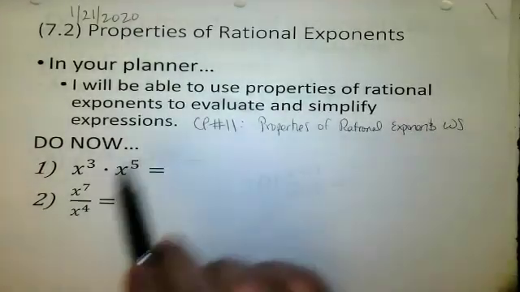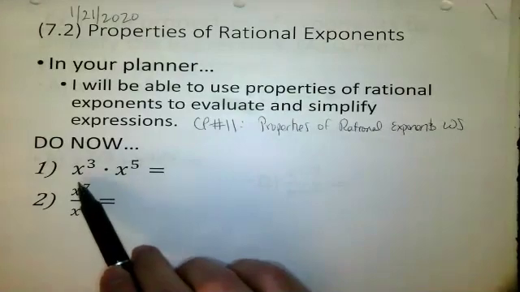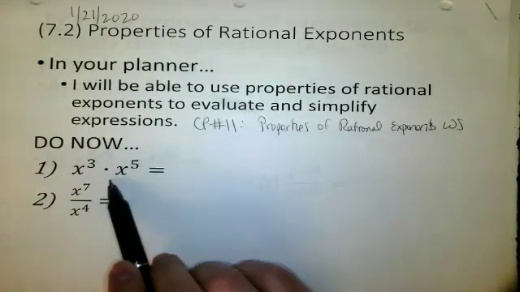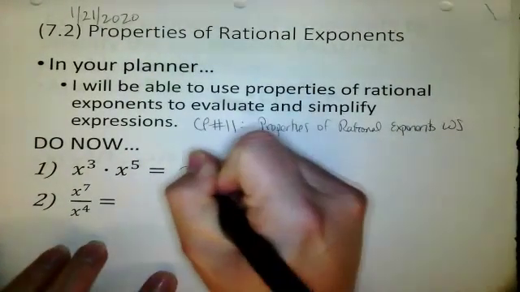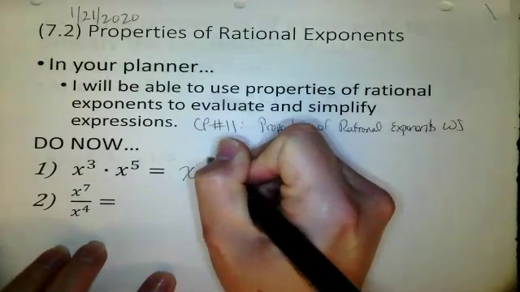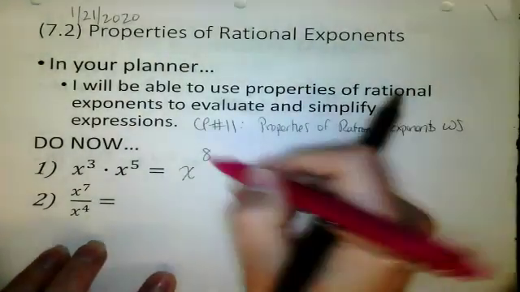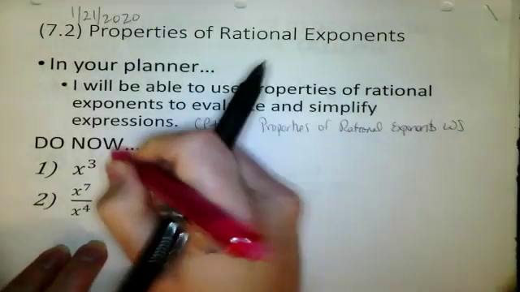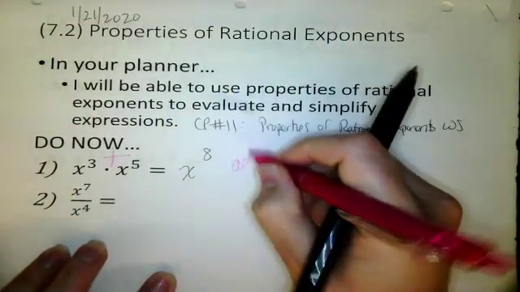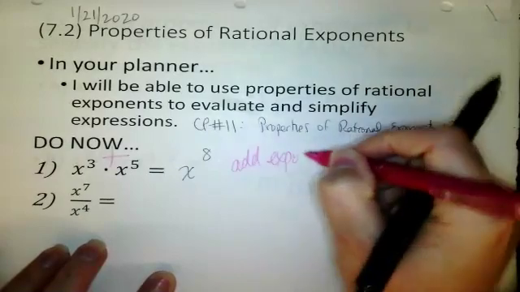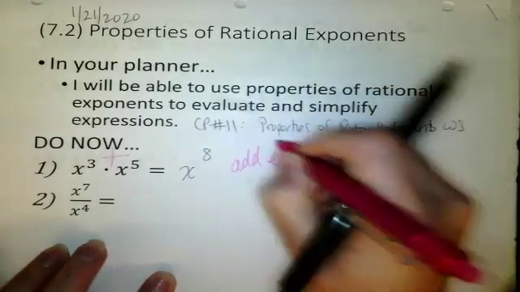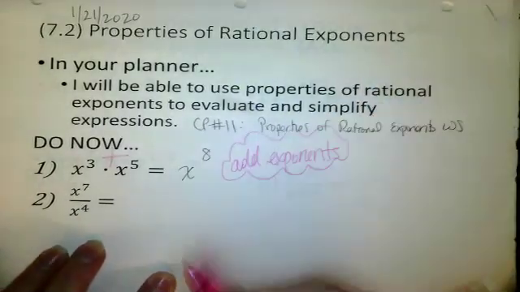Okay, we have CP11 today. Ladies and gentlemen, if you have x to the third times x to the fifth, what do you get? X to the eighth. How do we get 8? You add the exponents. So adding exponents is an option.